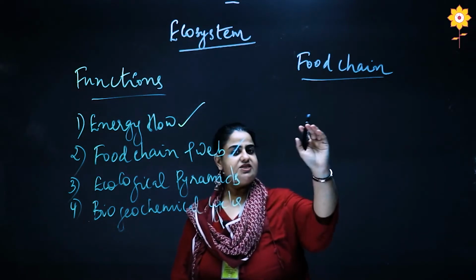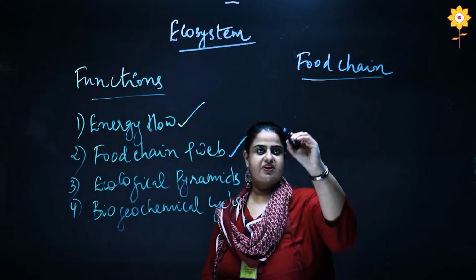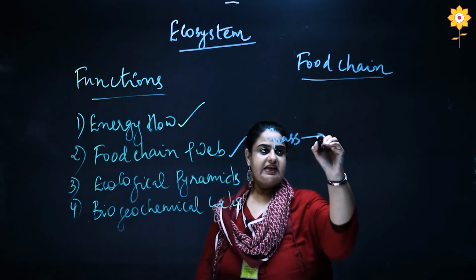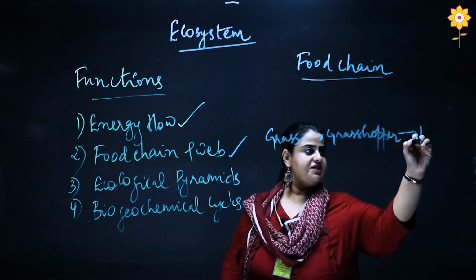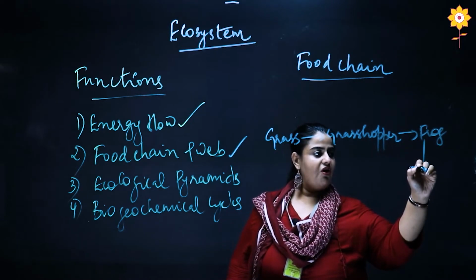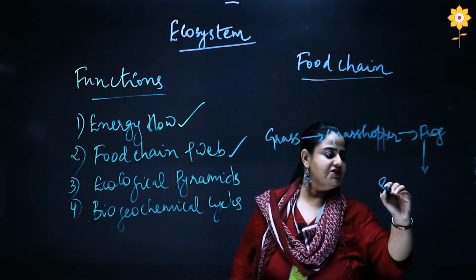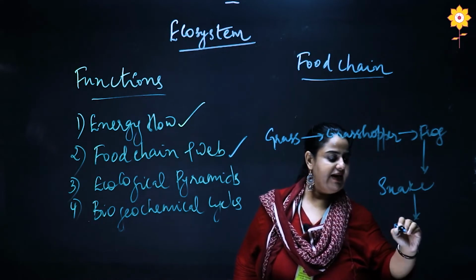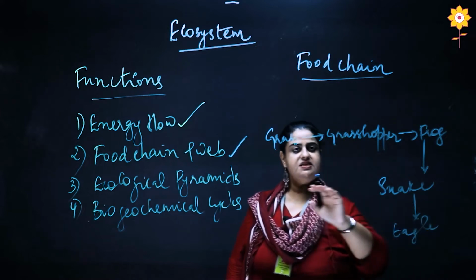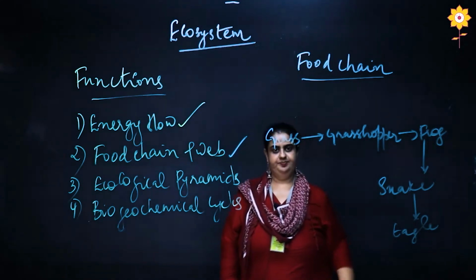Now I'll just provide an example of a food chain where we start with grass. Grass eaten by grasshopper. Grasshopper eaten by a frog. Frog eaten by a snake, and snake eaten by an eagle. It's just a simple example of a food chain.